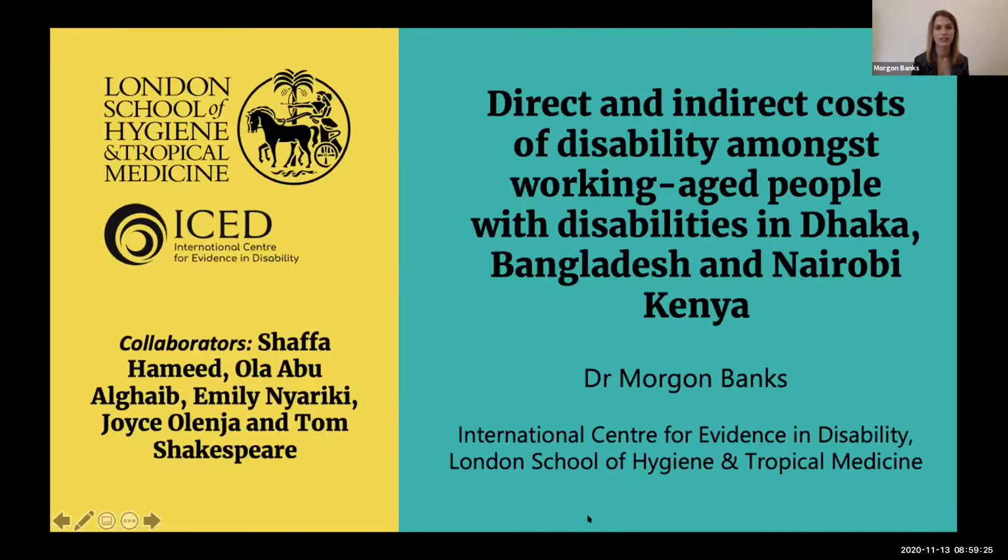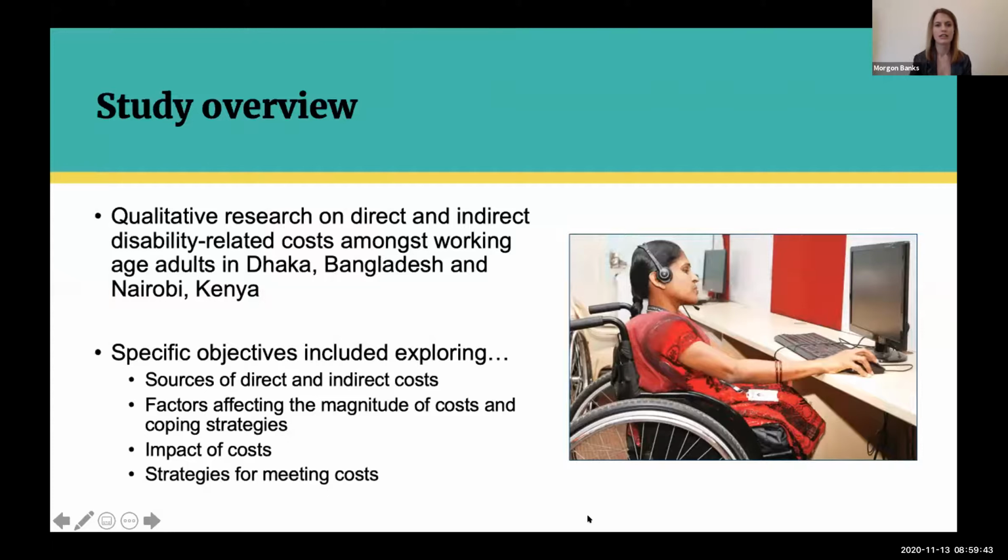So this was a collaborative project done with researchers at the London School of Hygiene and Tropical Medicine, Shaffa Hameed and Tom Shakespeare, Ola Abu Alghaib, as well as Emily Nyariki and Joyce Olenja at the University of Nairobi. This study was part of the Innovation to Inclusion Consortium, which is working in Bangladesh and Kenya on improving access to waged employment for people with disabilities. They are trialing an intervention at the moment, and this was a piece of qualitative research that was feeding into that larger project.